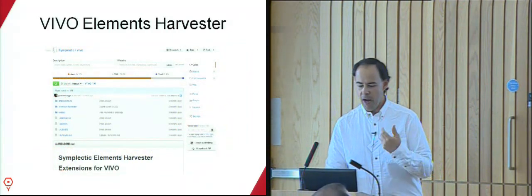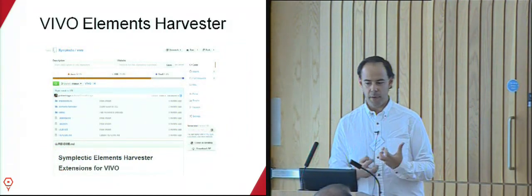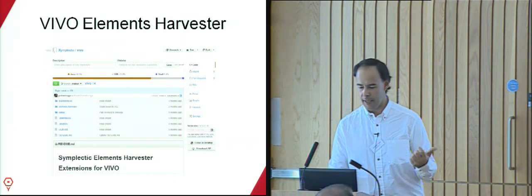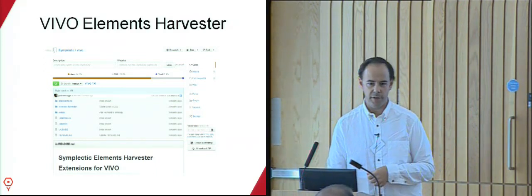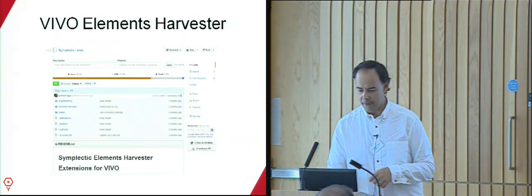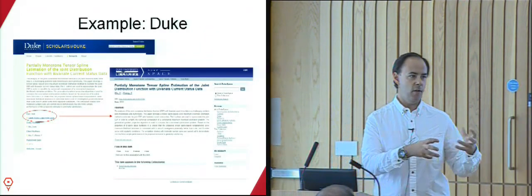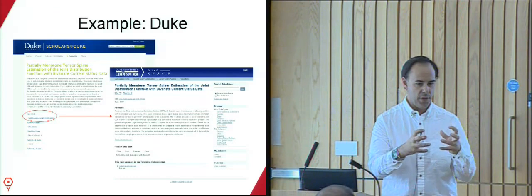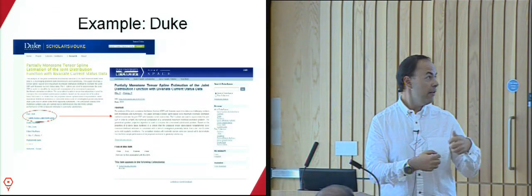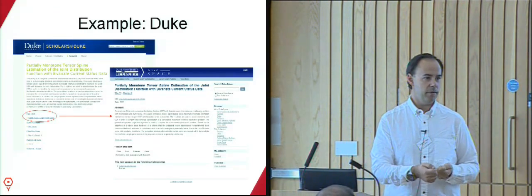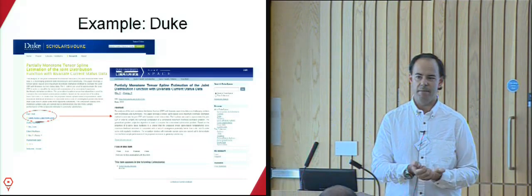So then if you harvest from a CRIS system and put that into Vivo, this is an open source harvester that we support for Elements, you can actually take all of that information with the links and put that into Vivo. This example actually went live a couple of months ago.